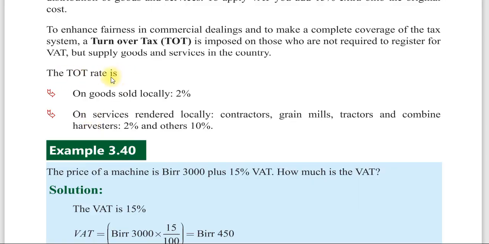So here the TOT or turnover tax is on goods sold locally 2%, on service rendered locally, contractor, grain mill, tractor and combine harvester 2% and others 10%.